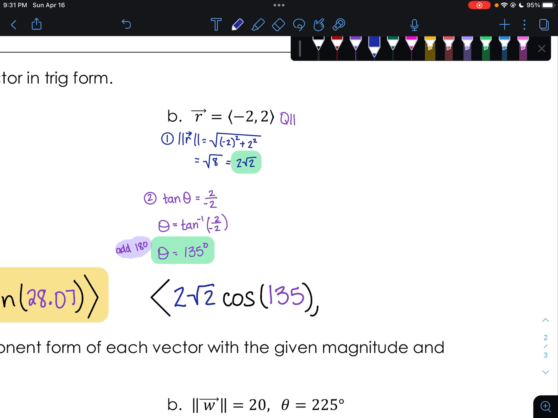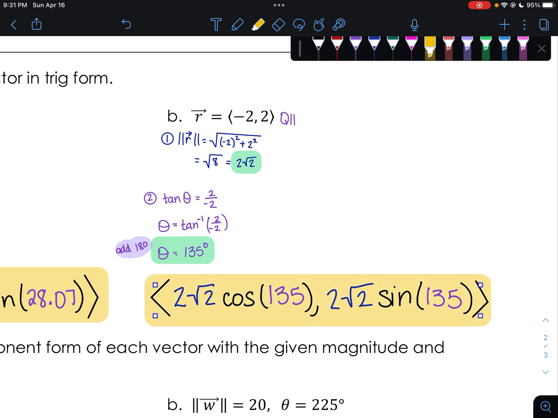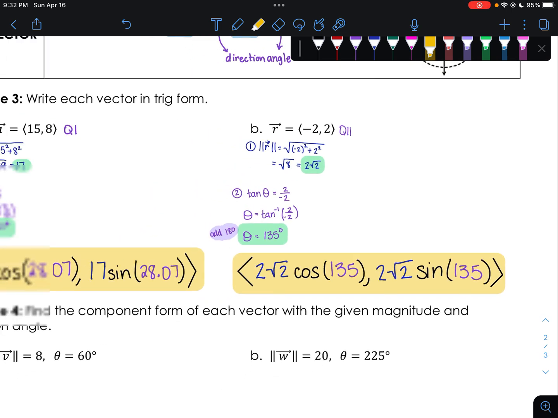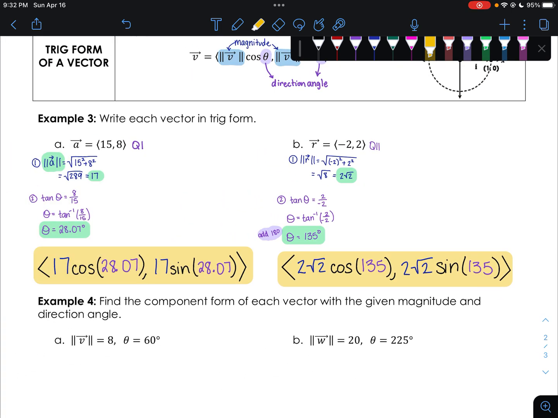Then I can go to my second term, which is sine. So again, I start with my magnitude of my angle, and that is the trig form of the vector -2, 2. You don't need to do anything more, because remember, if you simplify it, it's going to give you what you started with. You would be undoing everything we just worked to get.